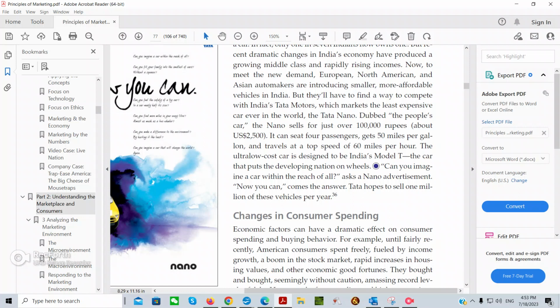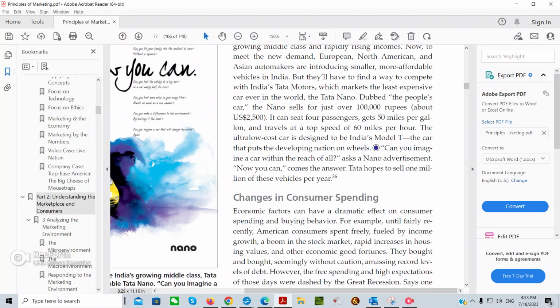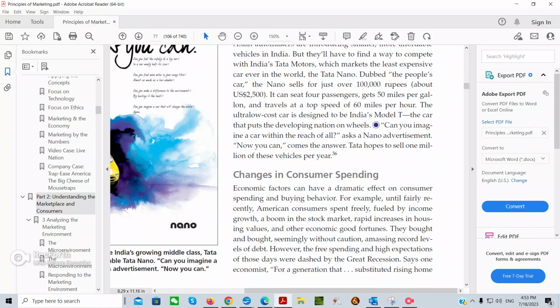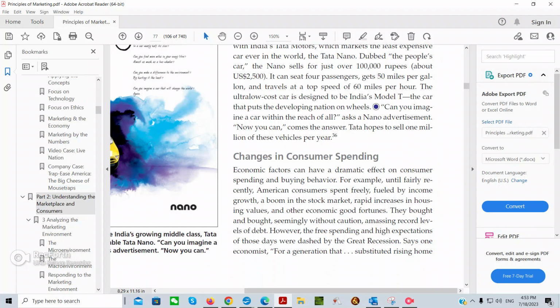Now we have changes in consumer spending. Economic factors have a dramatic effect on consumer spending and buying behavior. For example, until fairly recently, American consumers spent freely, fueled by income growth, a boom in the stock market, rapid increases in housing values, and other economic good fortunes.